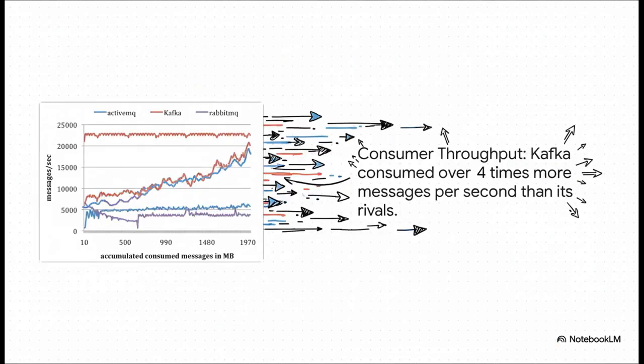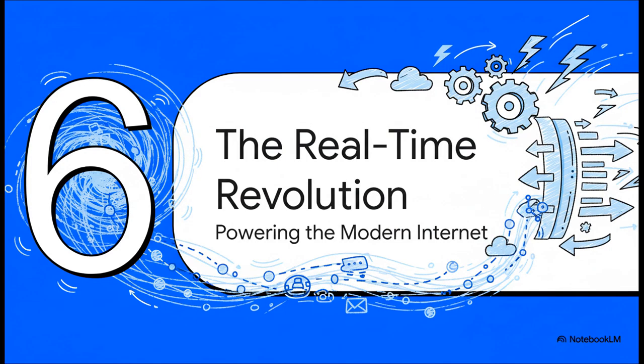And it's the exact same story on the other side for reading data. Kafka could consume messages more than 4 times faster than its rivals. This design wasn't just elegant, it was brutally effective. They had finally built a system that could keep up with the internet's data deluge. And the impact of this invention went way, way beyond just LinkedIn. Kafka wasn't just their lifeboat, it became the engine for a whole new real-time revolution across the web.